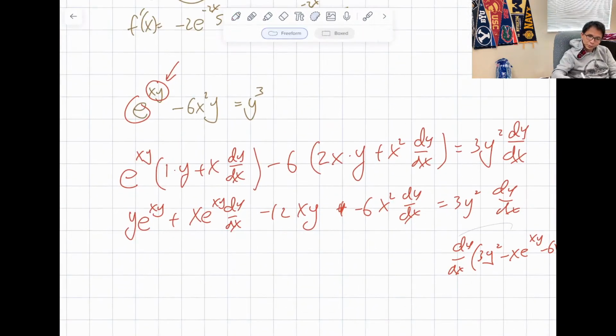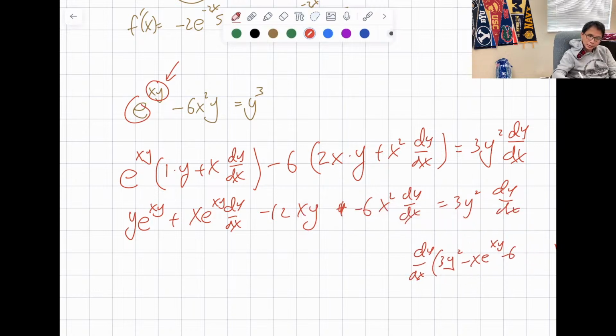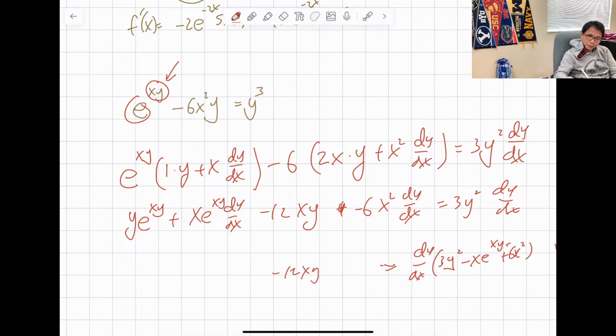I don't have any more room, so I'm going to try to do it like this. 6x², right? And then for this side, what happened? Plus 6x², you're right. And then on this side it's going to be negative 12xy and a plus y e^(xy).